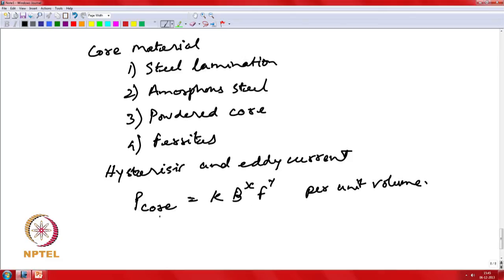And the core loss expression is not linear. Your exponents X and Y are often in the range of 1.4 to 1.6. So you cannot just directly add the individual losses together. But one can actually make use of expressions such as this to look at what is the dominant loss component and see what would be the main driving force behind the losses in the particular core.